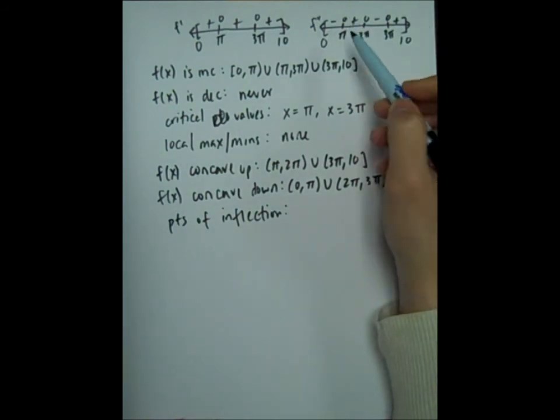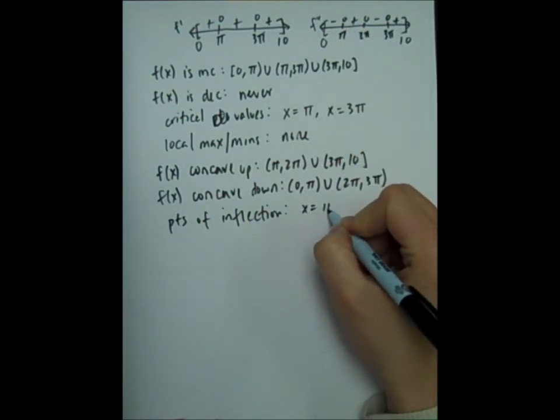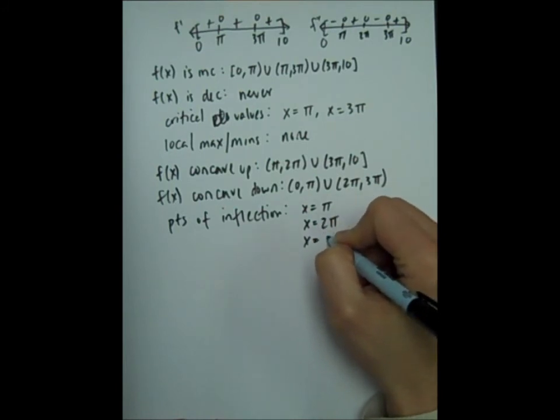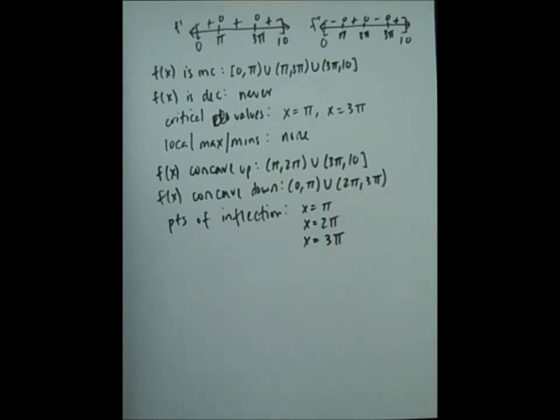So that's where concavity changes. So it changed at x equals pi, it changed at x equals 2 pi, and it changed at x equals 3 pi. So at those 3 points, I have points of inflection. That means concavity is changing.